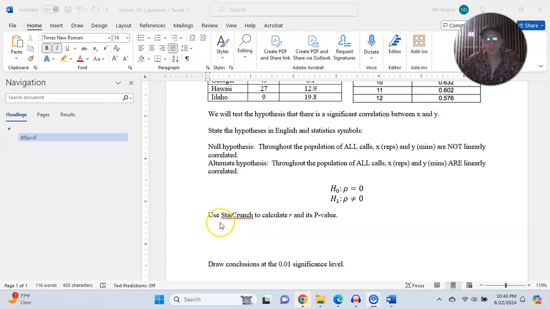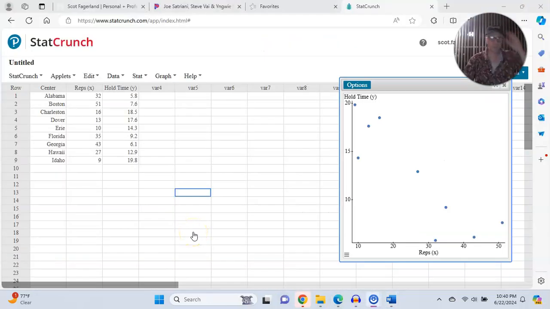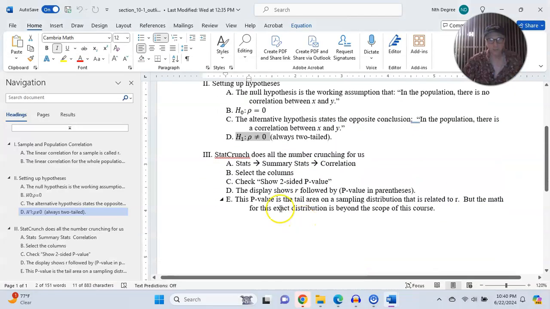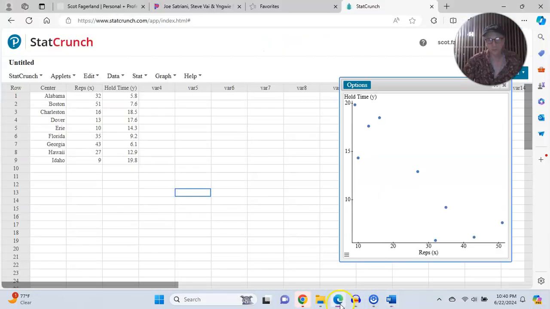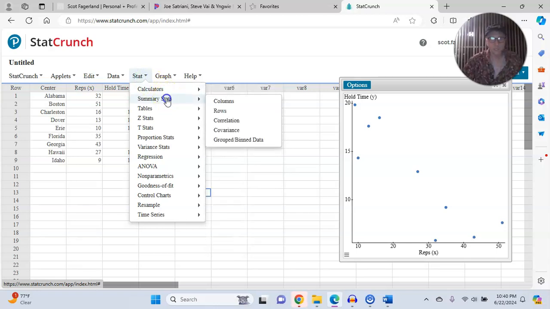The next part of the question says, use StatCrunch to calculate R and its p-value. We haven't done this yet. Here's something new. Let's go to StatCrunch. If you look at your lecture notes, this tells us that we're going to go to Stat, Summary Stats, and Correlation. Stat singular, Summary Stats plural, Correlation.